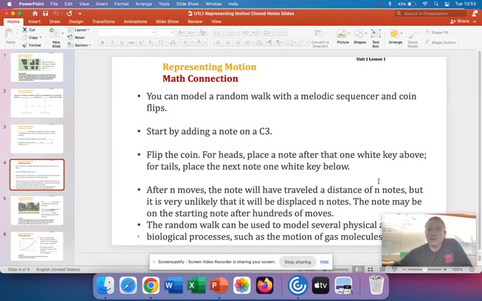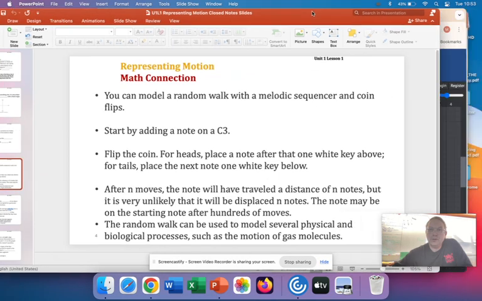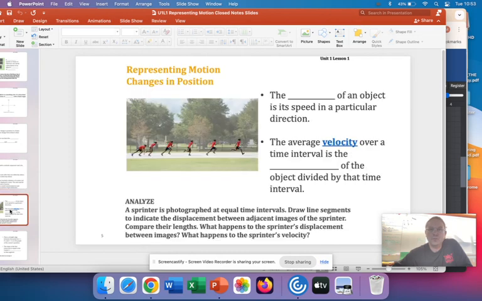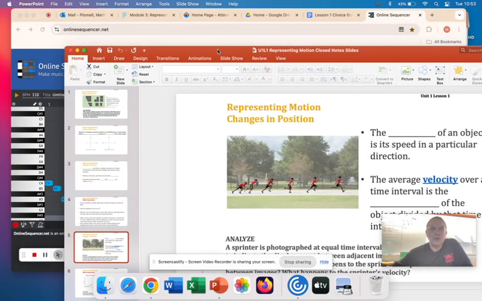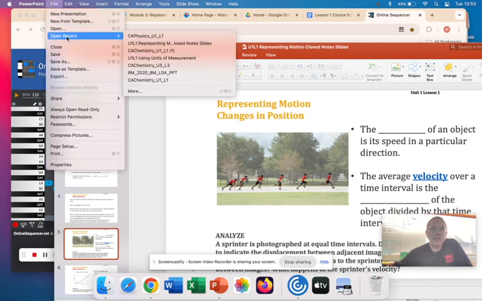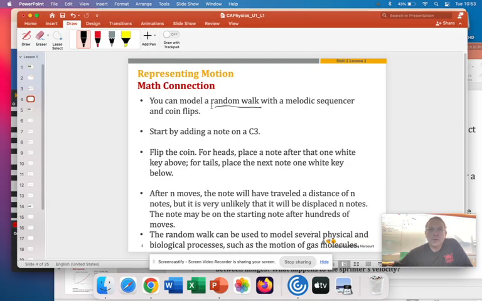This can actually be used to model several physical and biological processes, such as the motions of gas molecules. I think I closed the wrong one before. Let me go back. Here we go.